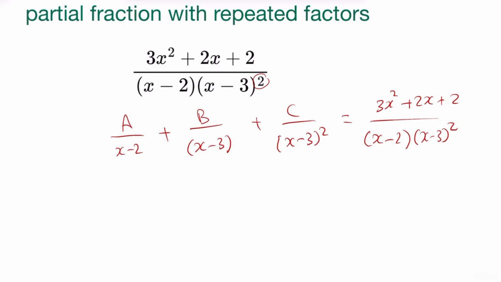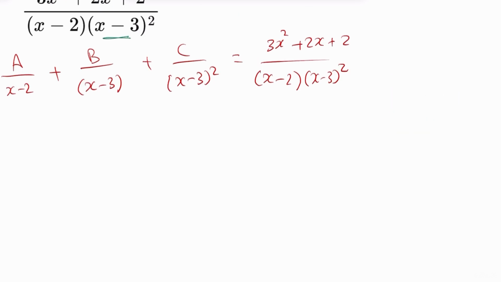Actually, this is our new step. The new step here is just we're gonna split this fraction. We take as a single fraction x minus 3. After that, we take it again as x minus 3 all power 2. So to simplify this equation and get rid of the denominator, we multiply both sides by x minus 2, x minus 3 all power 2.